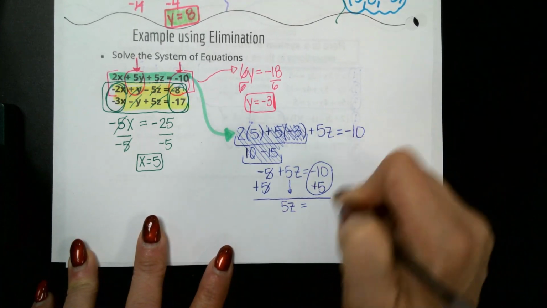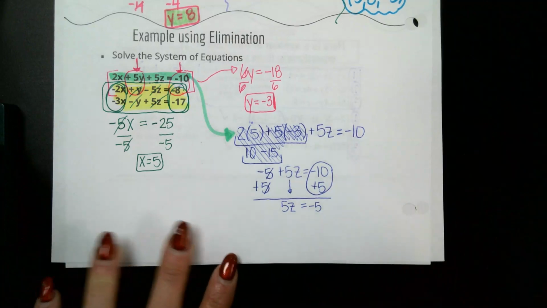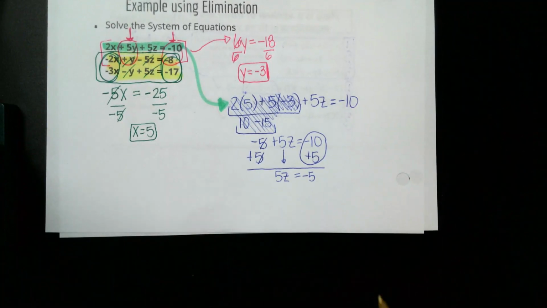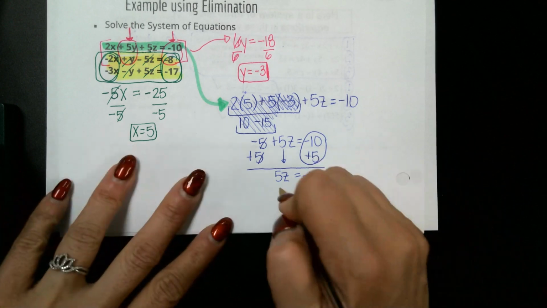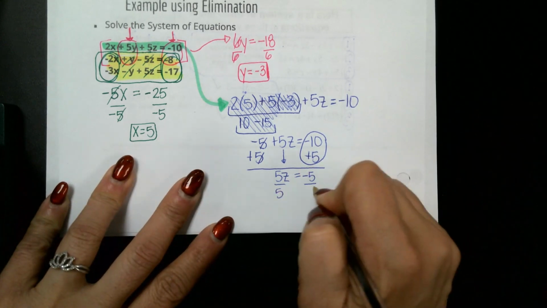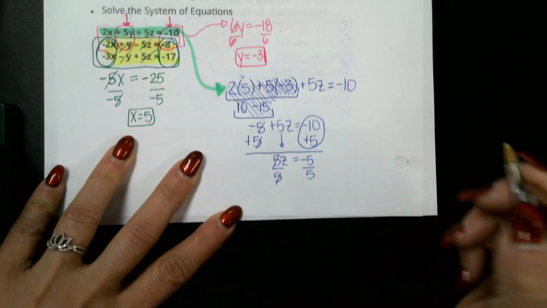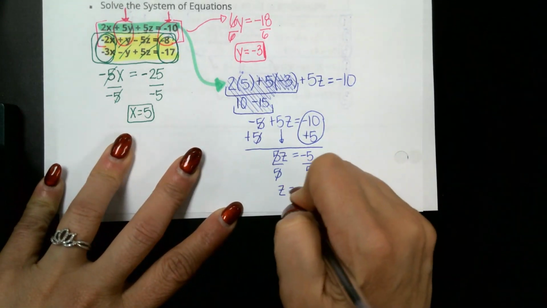Okay, so plus 5. Negative 10 plus 5, negative 5. And then we're going to finish with division. Z equals negative 1. So we're going to divide by positive 5, giving us z equals negative 1.